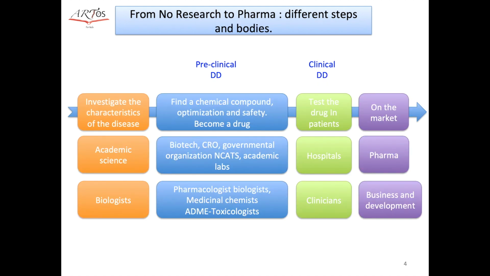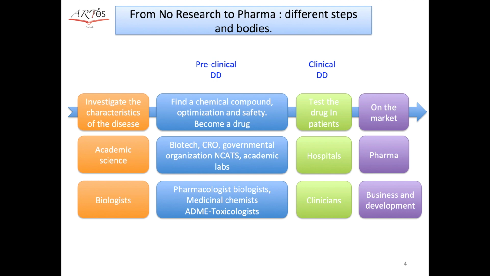Where are the different steps performed and by whom? Research is executed in scientific academic centers, mainly universities and NIH, and is focused on the biological characteristics of the disease, so performed by biologists.